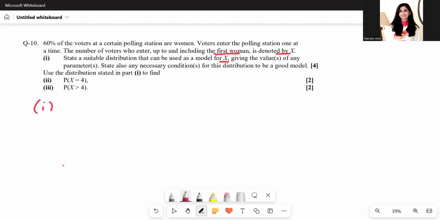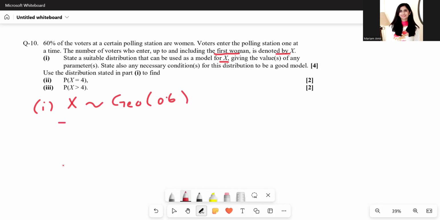So we can start by writing X follows geometric distribution, and we have to write the probability of success here, which is 0.6. 60% is 60 over 100, which is 0.6. Okay, giving the values of any parameters, done. The parameter is 0.6. State also any necessary conditions for this distribution to be a good model.